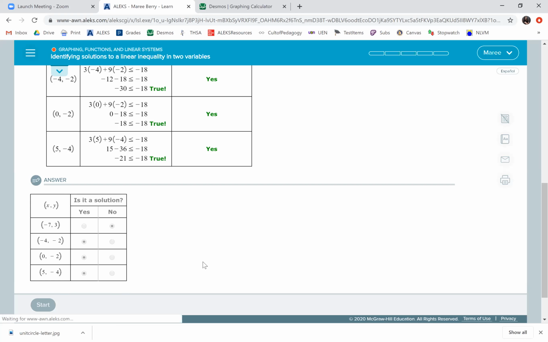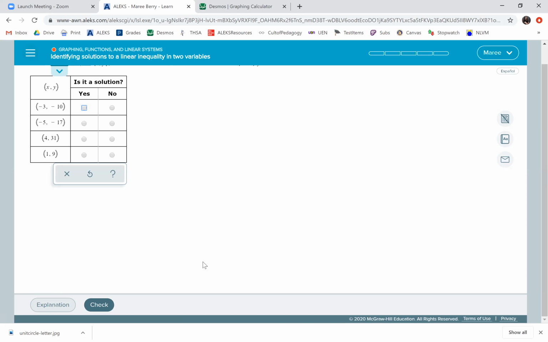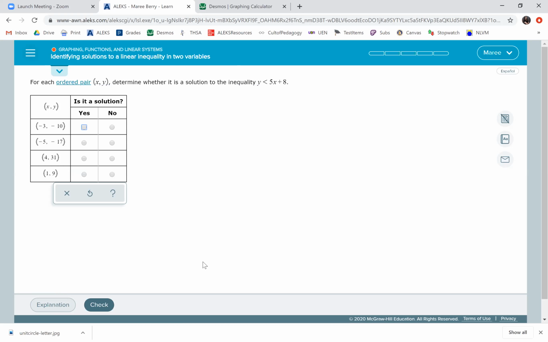So we'll just start this here. So what we are trying to do is just decide if the x and the y work. So we just plug it in. So -10 is our y, so we put -10 is less than 5, and with -10, -3 is our x, plus 8. So this is -15 plus 8, which is -7. So we want to know, is -10 less than -7? And it is on the number line, so we'll put yes. And we'll try the next point.